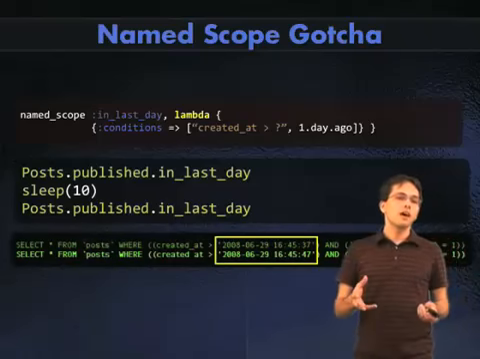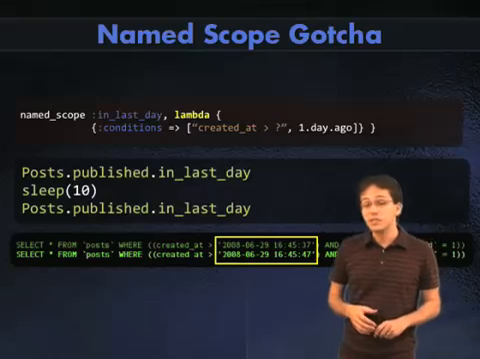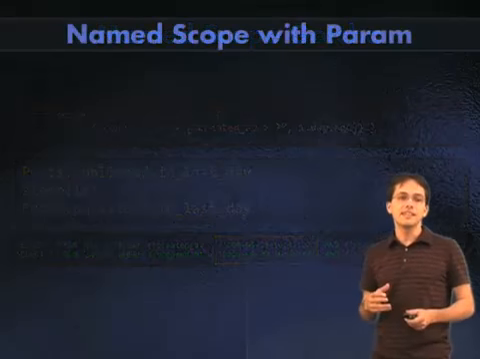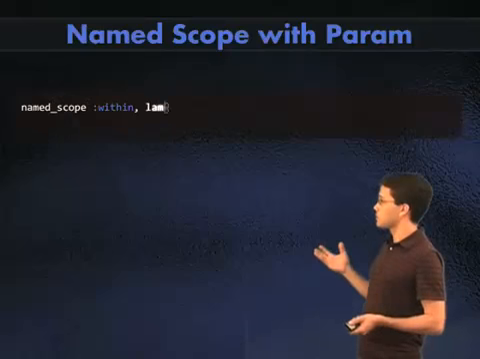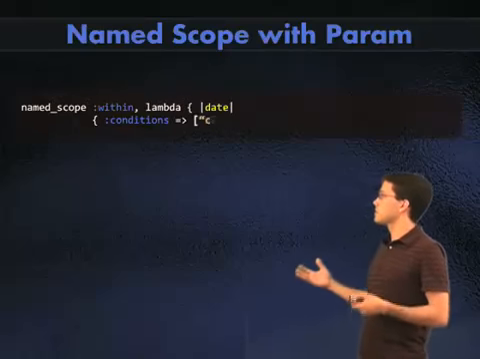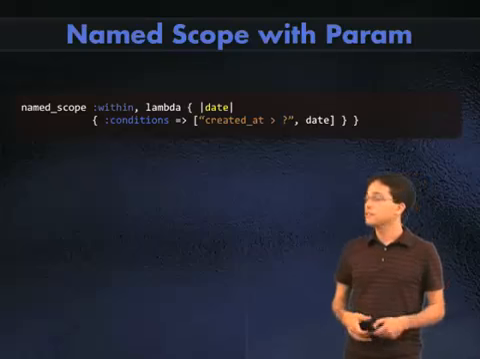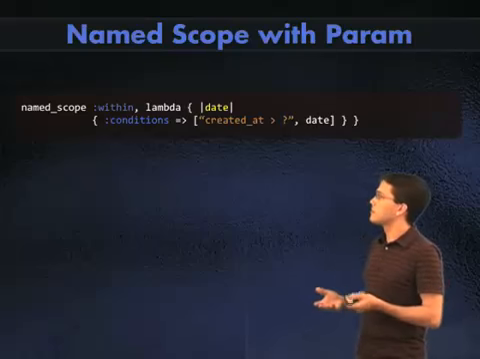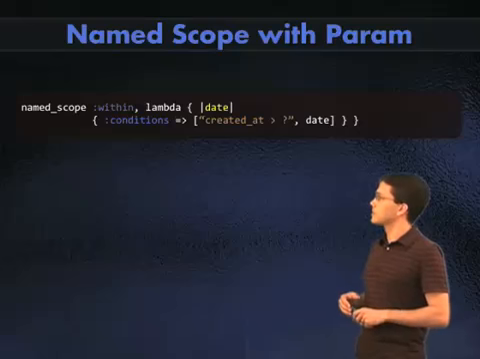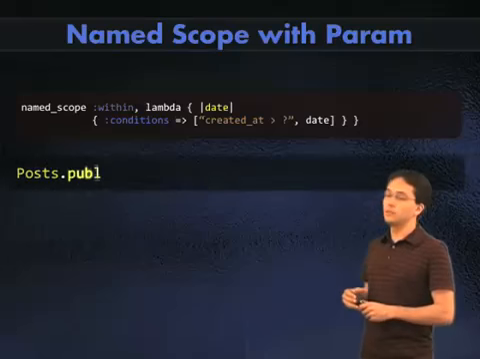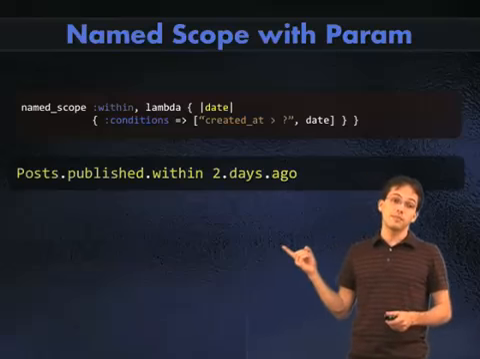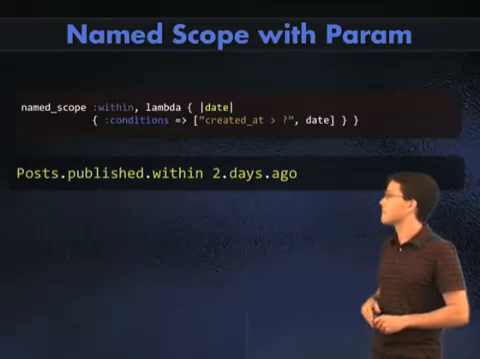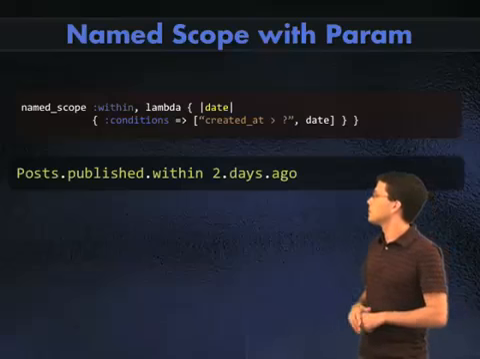What if, though, I want to create namescope with parameters? You can actually do this by sending in variables to the lambda. So if I wanted to find posts that were posted within a certain date, I could do something like this, which would allow me to call post.published.within 2 days ago, and I could find all the posts within 2 days. That's really readable code. You can do some really cool stuff with this. And here's the SQL that it would generate.